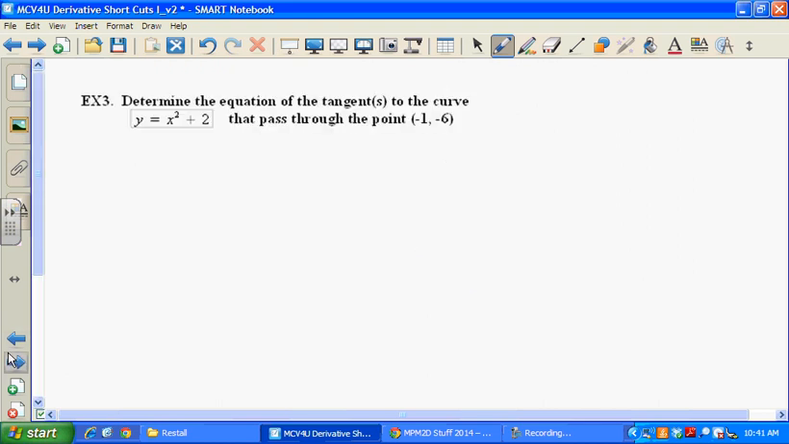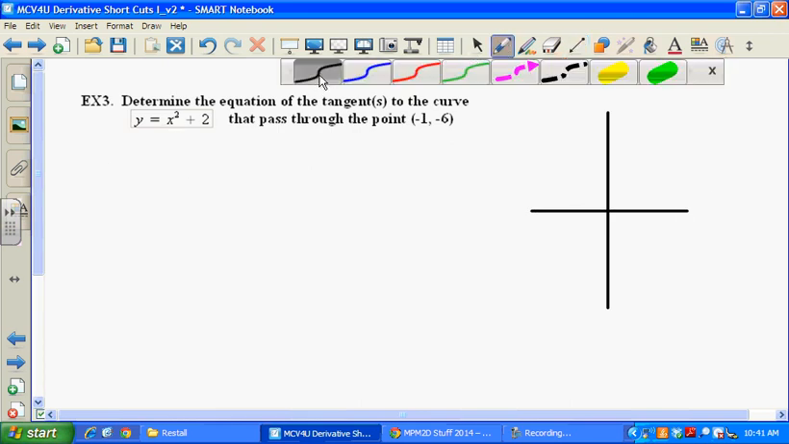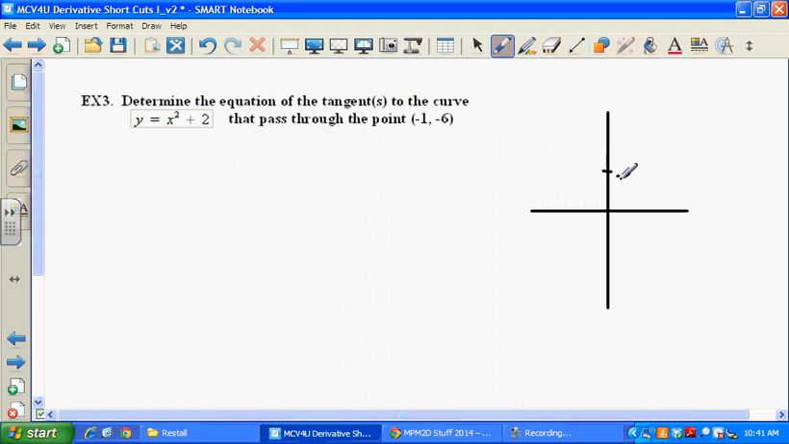Example 3. Last example of the day. Determine the equation of the tangents to the curve that pass through the point negative 1, negative 6. Before we get into this, just a little sketch here, just so we have an idea of what's going to happen. You know, this is a parabola, and it's up a couple, right? This is going to look something like this. Here's 2. It's going to look something like this, right? Maybe a little less wobbly, I hope. And then where's negative 1, negative 6? Negative 1, negative 6 is here, say.